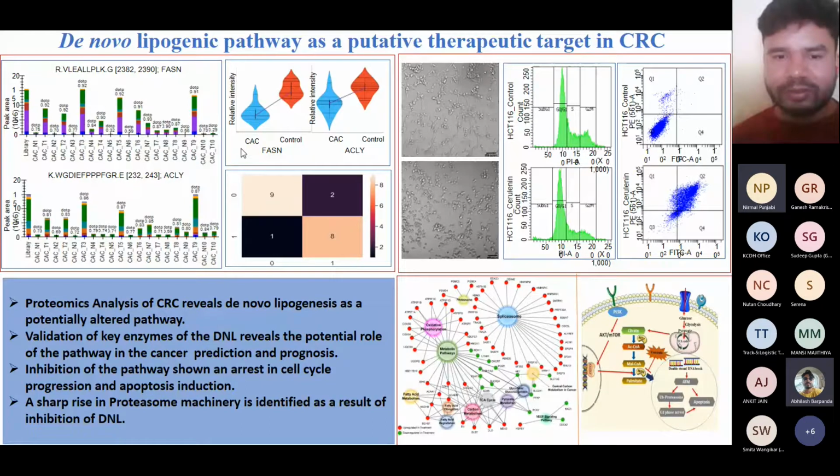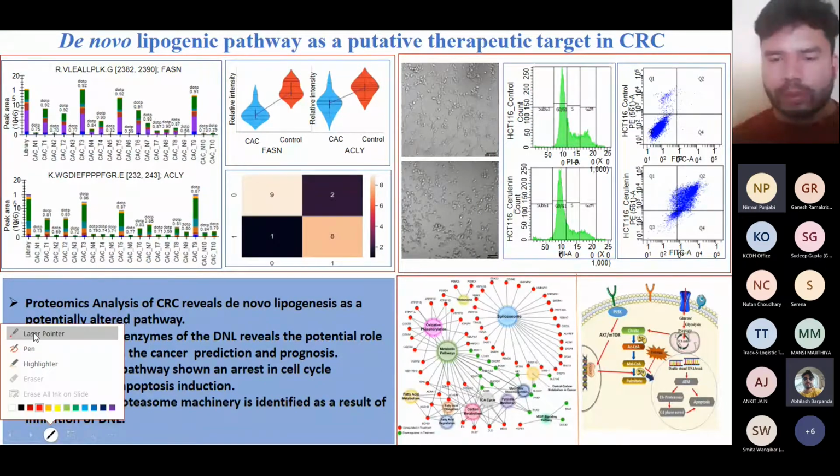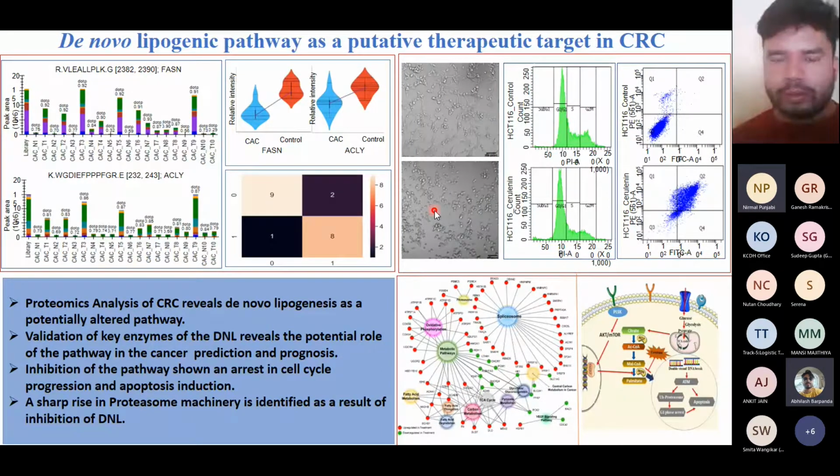And on this right side part, where you cultured the cells and then added inhibitors and saw that they were breaking down, what was the response with the control ones? Because even in controls there is some relative intensity, especially if you look at the ACLY plot, there's a significant overlap between control and your CAC. So what did you see when you added inhibitors for ACLY in the control cells? What were the observations?